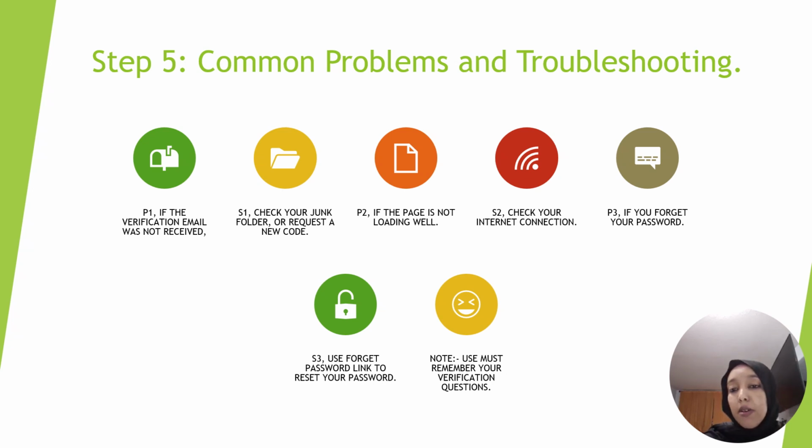Step 5 is common problems and troubleshooting. When we're using and creating the account, we might get some problems. For example, you might not receive the verification email and the code. As we already said, you should check your spam or junk emails. If the page is not loading well, maybe it's the internet or the computer's data. Check your internet connection. If you forget your password, use the forgot password link to reset your password.